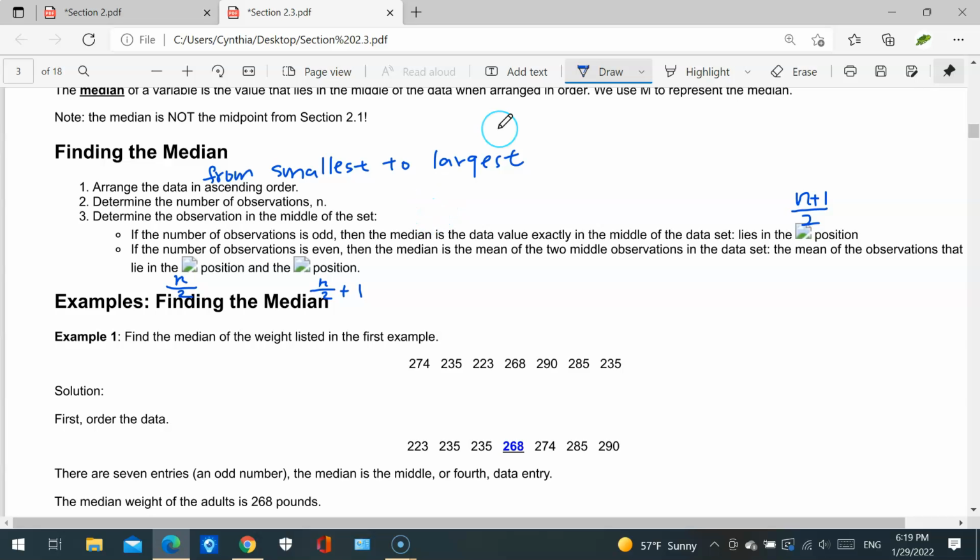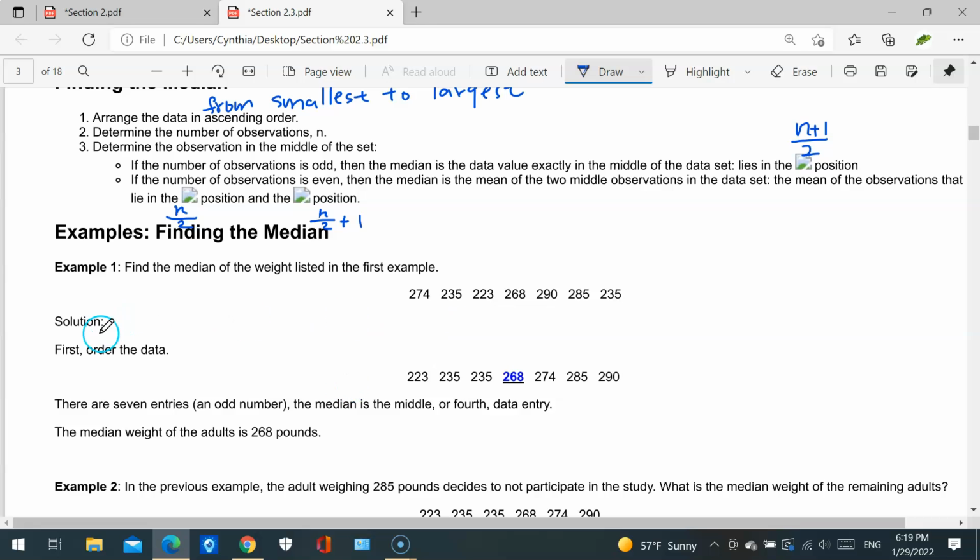So we look at the example here. Find the median of the weights listed in the first example. So the data is here. The size of the data in this example is 7. So 7 is an odd number. So finding the median, we just go find the middle. The middle one would be the median. So this is the middle one. So your median is 268.